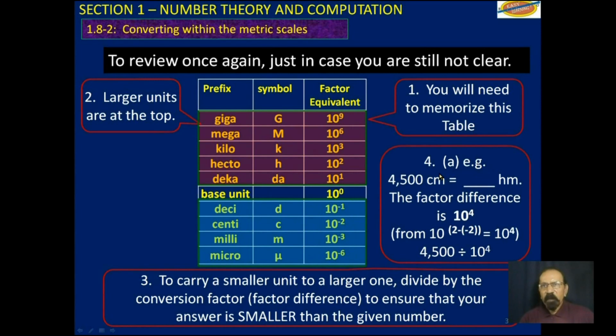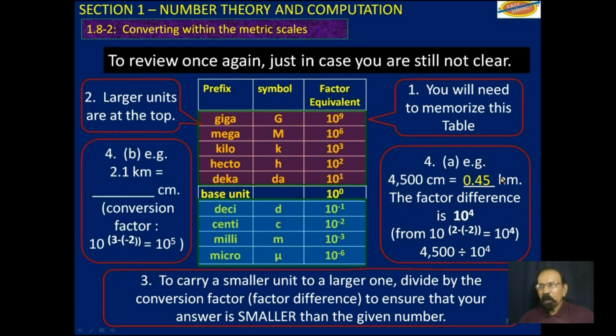Last reminder, if you have 4,500 centimeters and you want to carry that to hectometer, so centimeter is here, hectometer is here, our factor difference will be 10 to the second power minus a power of negative 2, which will be 10 to the 2 minus a minus 2, which will give you 10 plus 2, which will give you 10 to the fourth power. So our factor difference between here to there is 10 to the fourth. Since we are carrying a smaller unit to a larger unit, we will divide, and that will give us 0.45 hectometer.